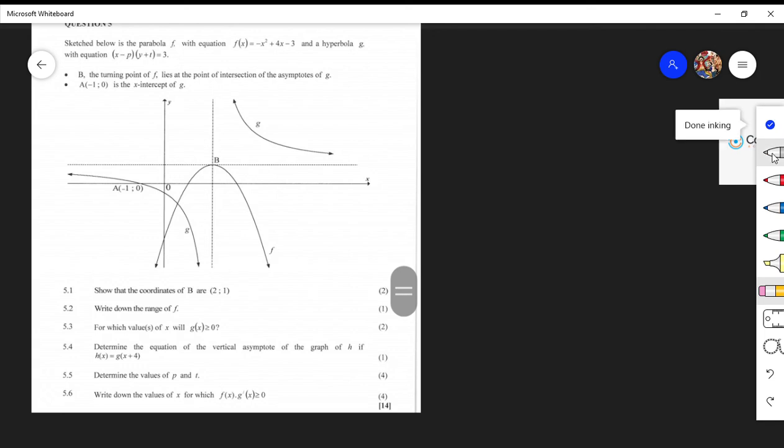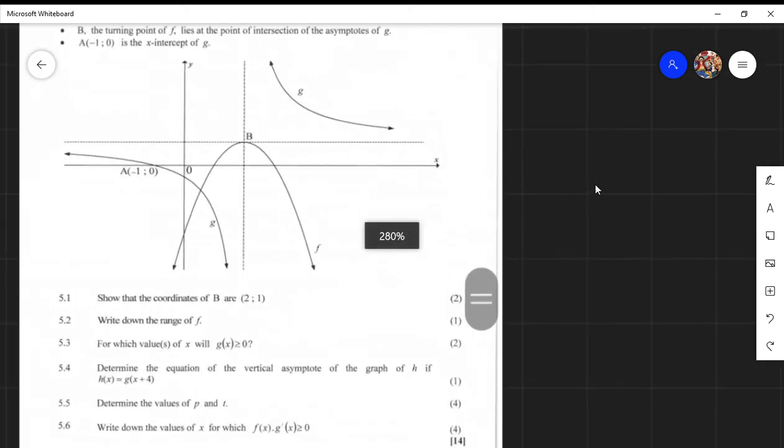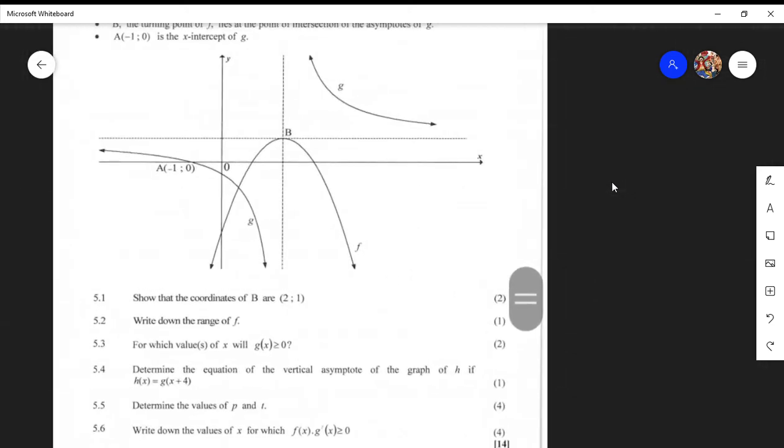So in order to get a positive value, can you please enlarge the question? Yeah, can you please? Okay. Is that better? Is everyone able to see the question clearly?